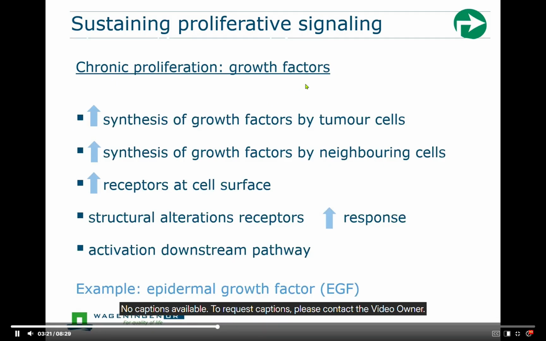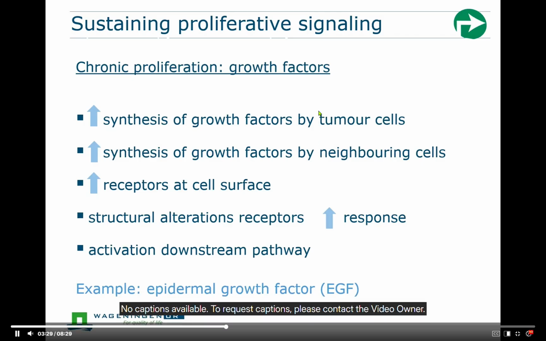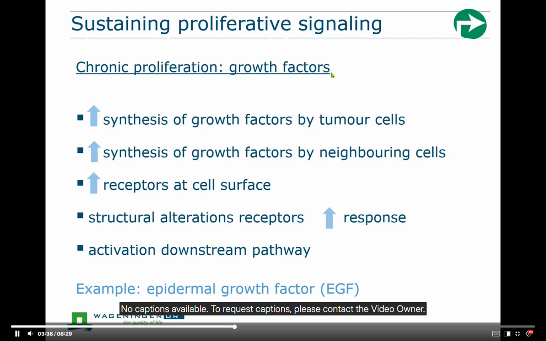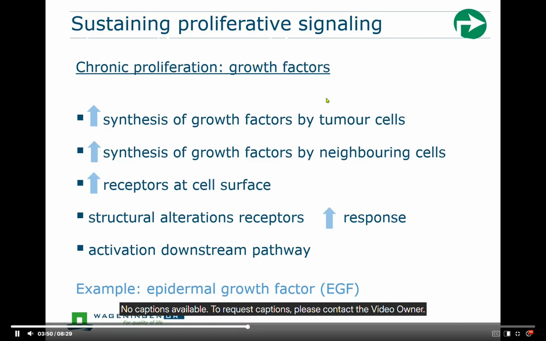What do we see in cancer cells? Well, cancer cells actually share a few tips and tricks in which they use growth factors to promote proliferation. And these are listed over here. So what a cancer cell can do is that it increases the synthesis or production of growth factors. Another option is that the tumor cell in itself is not increasing the production of growth factors, but the cancer cell can tell the neighboring cells to increase production of growth factors.